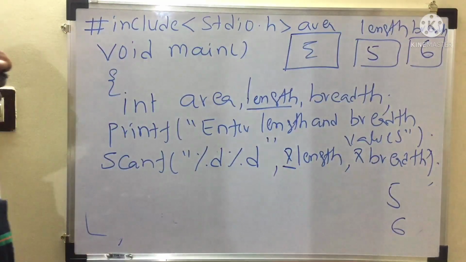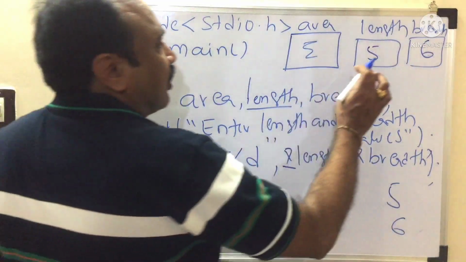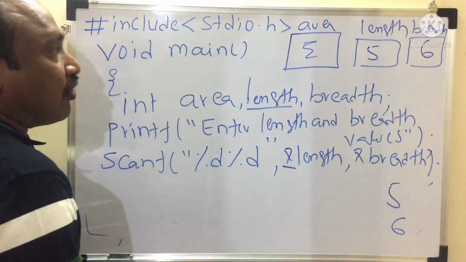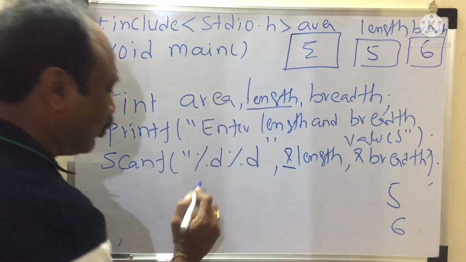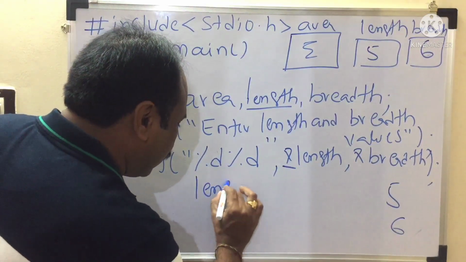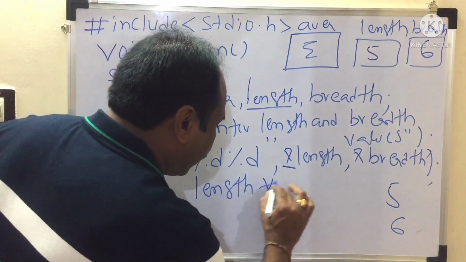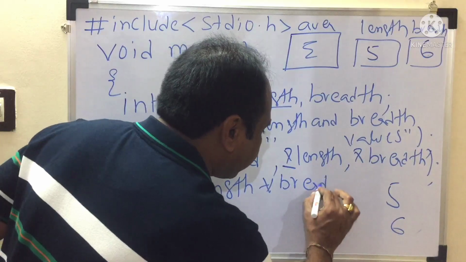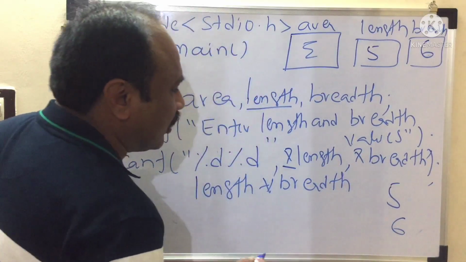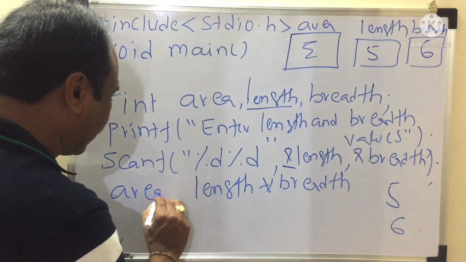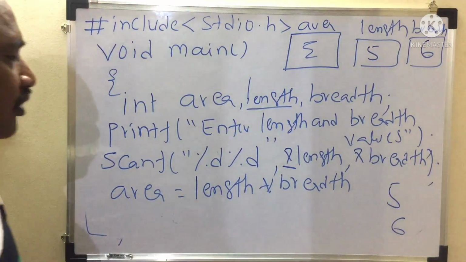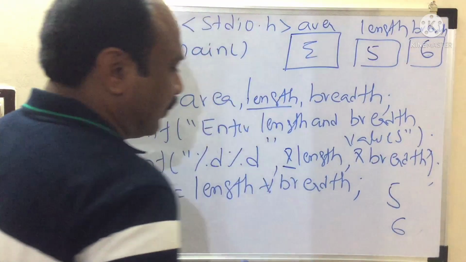Next, now I have the length value and the breadth value. What about area? We don't enter the area value. It will substitute the length value and breadth value: length into breadth. The length value is 5 and the breadth value is 6, so 5 into 6 is 30. Where is it stored? Under the name area. Area equals length into breadth.